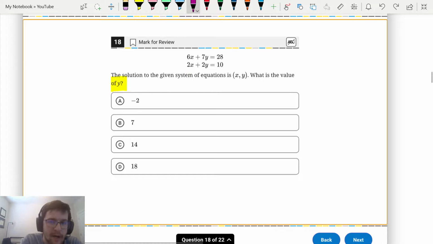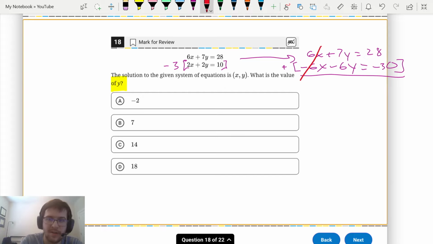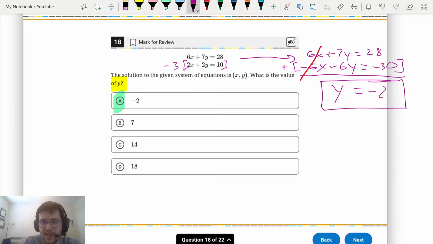So what I'm going to do is multiply the bottom one by -3 to make it a -6. So we get 6x plus 7y equals 28. And then we get negative 6x minus 6y equals negative 30. And now I'm going to add the two equations. The 6x and minus 6x go away. 7y minus 6y, that's just y. 28 plus negative 30, that's negative 2. So that's our answer.